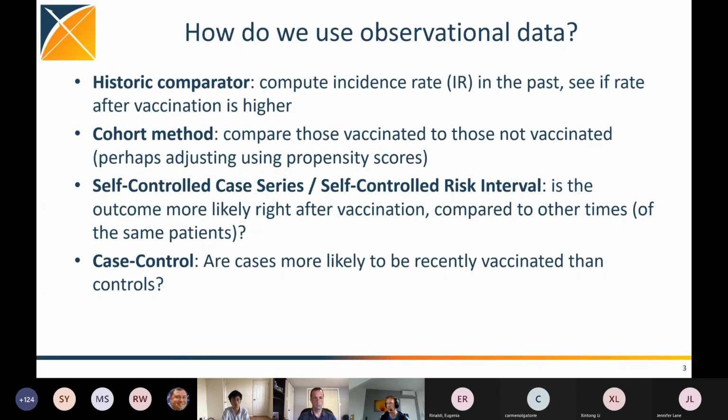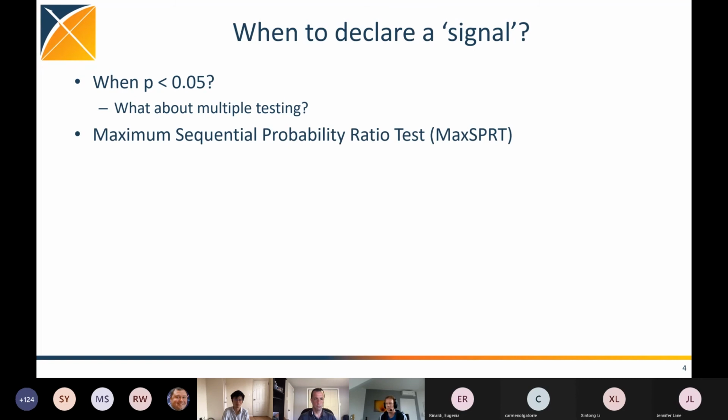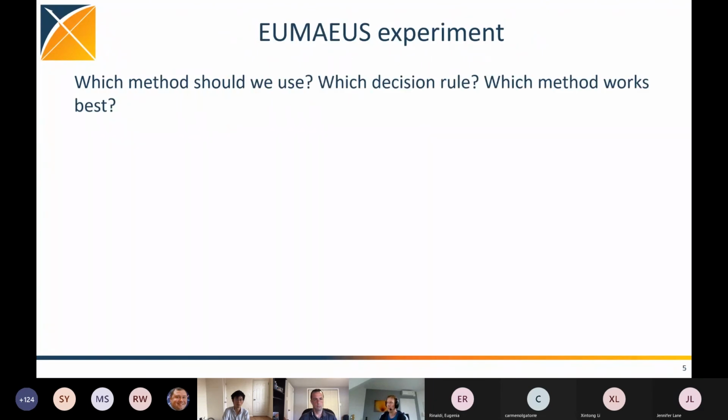So several designs are possible, but also once you have a design, there are several ways in which you can declare a signal. One could be, what if I'm just looking for statistical significance? So maybe p smaller than 0.05 is my rule for calling something a signal. But then what if I do multiple testing? If I look at every month and I do that for say 12 months in a row, I'm actually doing a lot of multiple testing. How do I adjust for that? So another approach that's been proposed and often used for these type of studies is called max SPRT, or maximum sequential probability ratio test.